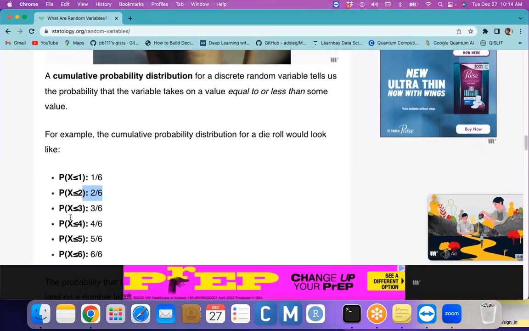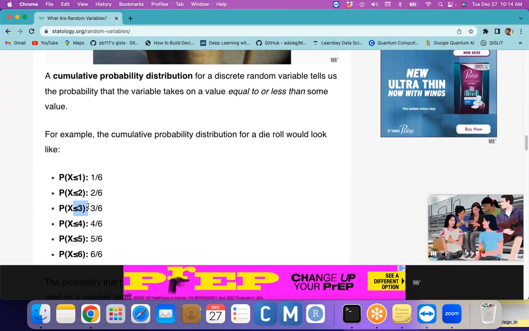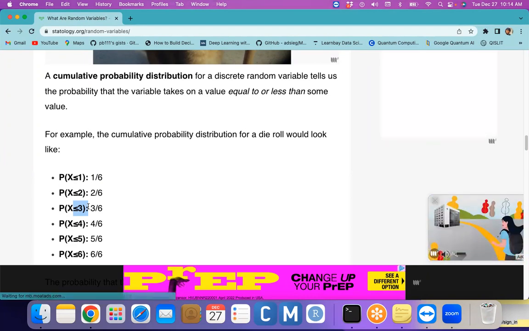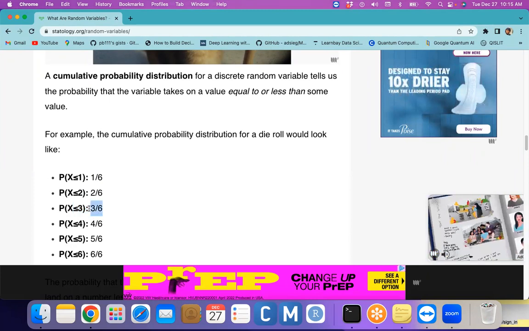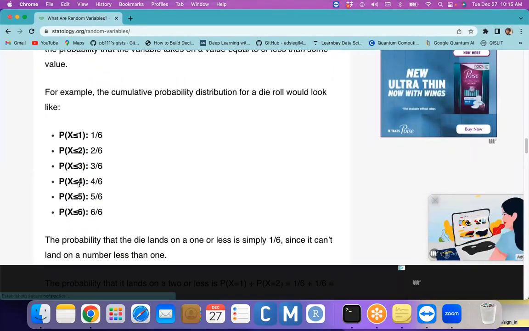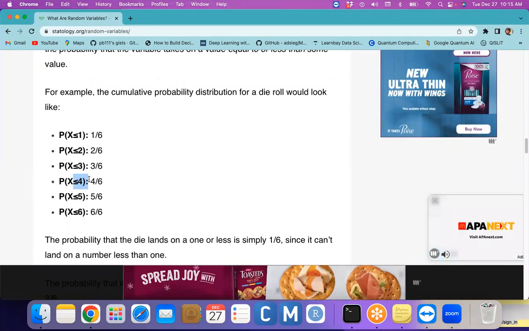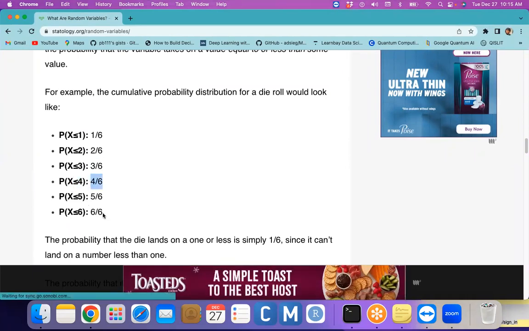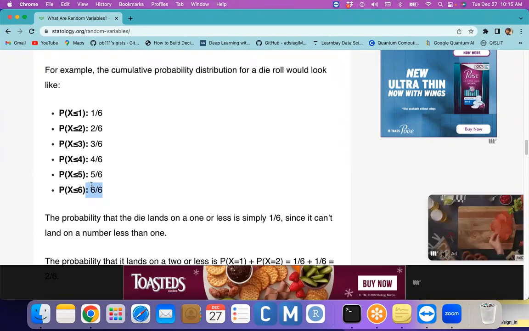Next, probability of x less than or equal to 3. There you get the sum of the probabilities of 3 and everything below it. Okay, so probability of 1, probability of 2, probability of 3. So 1 by 6 plus 1 by 6 plus 1 by 6, it's 3 by 6. Probability of 4: probability of 1 plus 2 plus 3 plus 4, so that's 4 by 6, right? This is the way you can do the probability for each and every value. It must be less than or equal to that particular value.